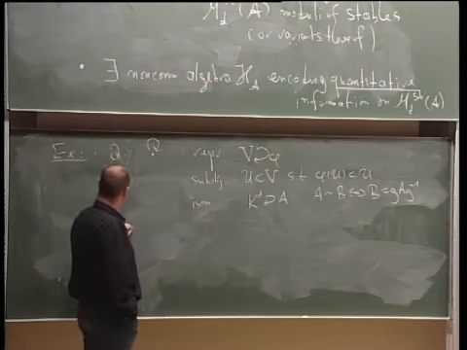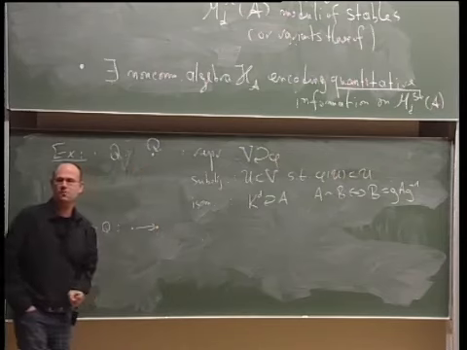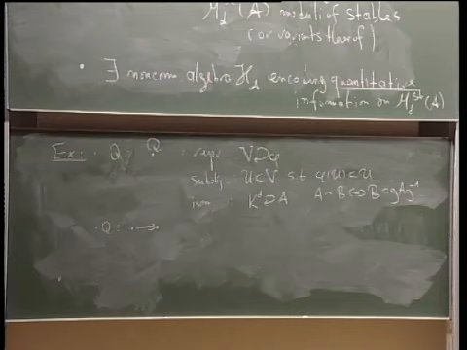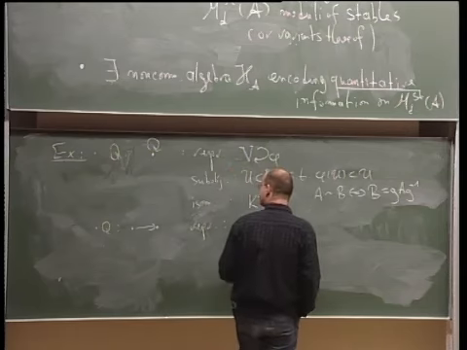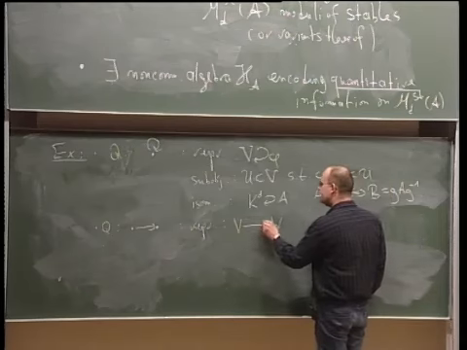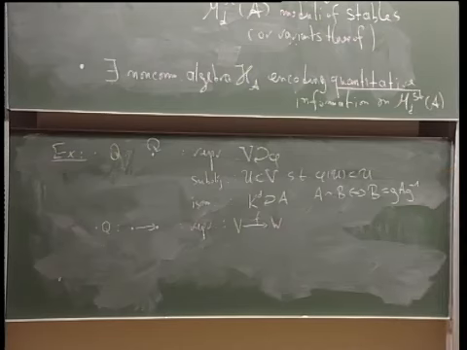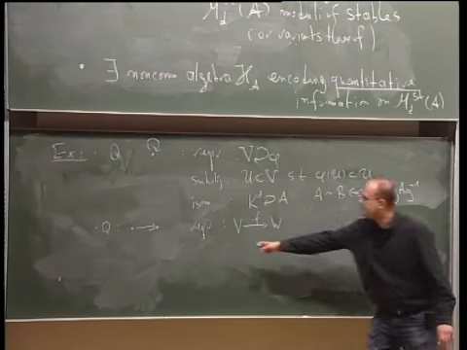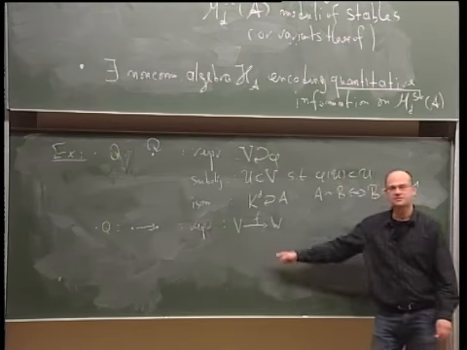OK, second example is this quiver, just one arrow between two different vertices. What is a representation? We have two vector spaces, V and W, and a linear map F. A subobject means choosing a subspace here, such that F maps the first into the second.